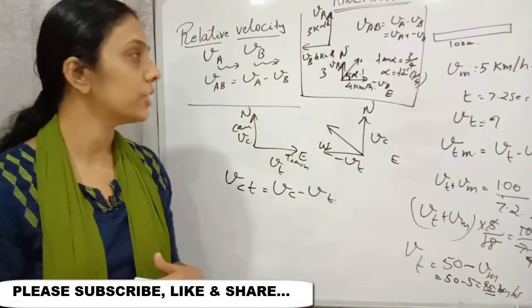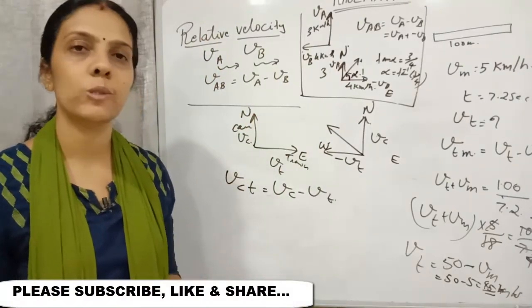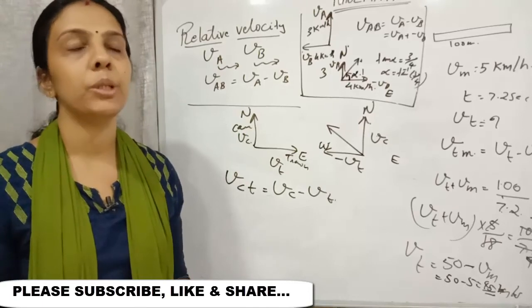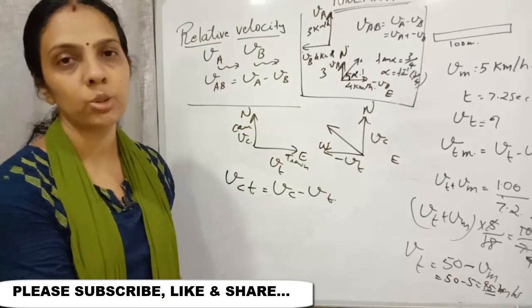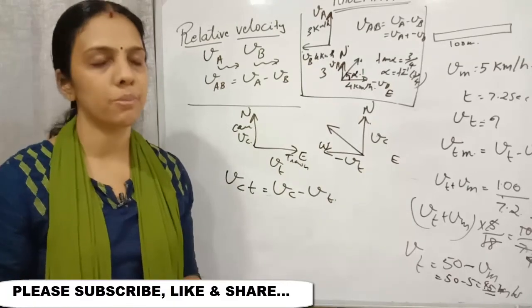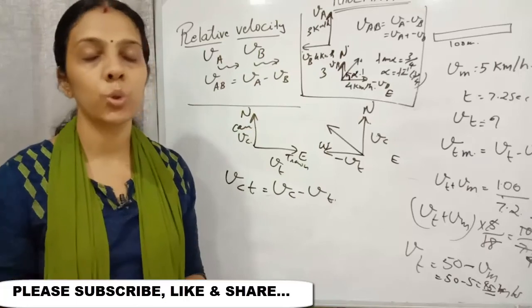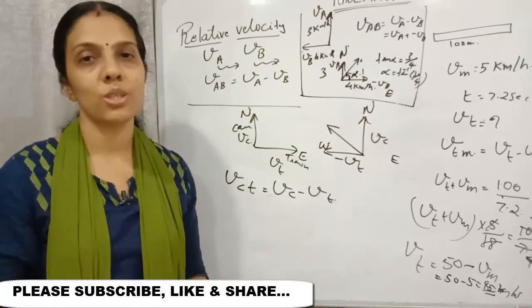Okay, clear, children? So these are some of the questions relating to relative velocity, and in the next class we will be doing some numericals relating to rain problems. Rain is falling and passengers are moving, so in which direction we should hold the umbrella, such kinds of questions we will discuss in the next class.